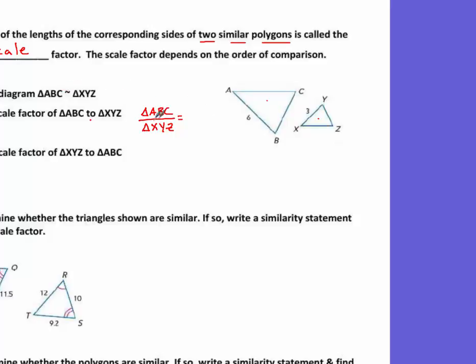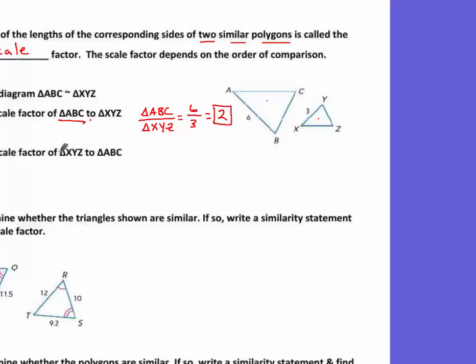So for triangle ABC over XYZ, we can write 6 over 3, because 6 comes from AB and 3 comes from XY, which matches up to our statement. 6 over 3 is 2. So the scale factor is 2, and that just says that triangle ABC is 2 times bigger than triangle XYZ.